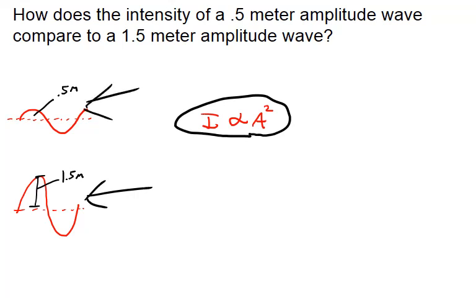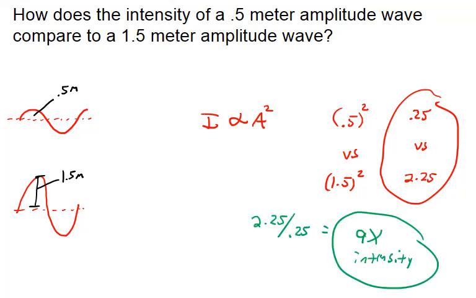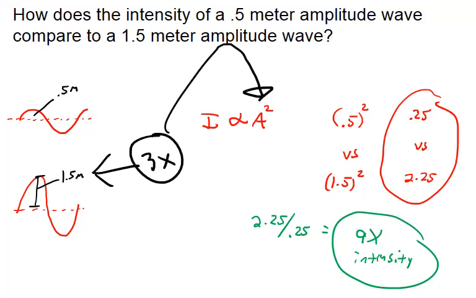If you've ever been to the beach, and especially if there's a storm out in the Atlantic, the waves can get pretty huge, and the intensity of those waves really increases with amplitude. And so if we look at this relationship, it's a squared relationship. So we have 0.5 squared, 1.5 squared, 0.25 versus 2.25. And so if we compare these two, it's actually 9 times as intense. If you look at the amplitude, this is 3 times the amplitude. And because it's 3 times the amplitude, that is squared, and so it's going to be 9 times the intensity.